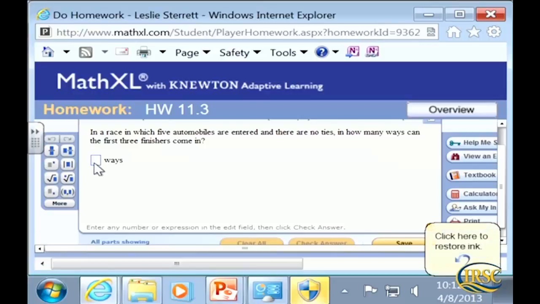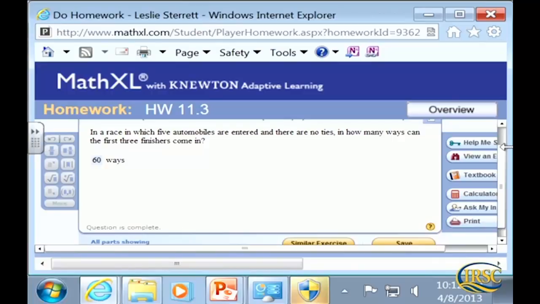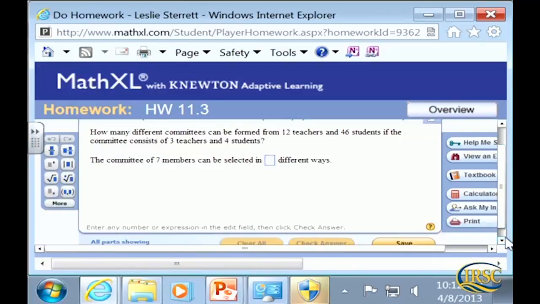All right, so this one was 60 ways. Excellent. And then there's one other problem I want to show you before we move on. How many different committees can be formed from 12 teachers and 46 students if the committee consists of 3 teachers and 4 students?